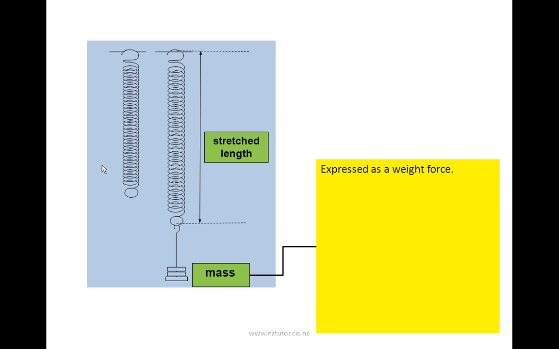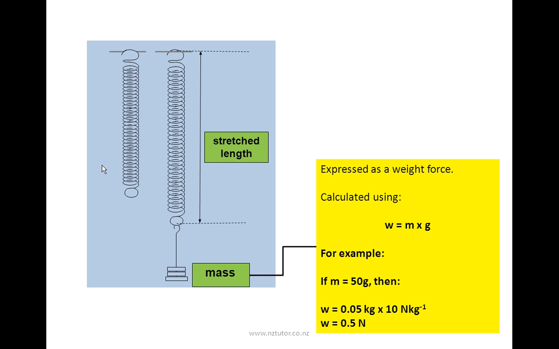Now the mass needs to be expressed as a weight force in this investigation. And we calculate that weight force using the equation weight equals mass times gravity, or W equals m times g. For example, if the mass was 50 grams, then the weight force would equal 0.05 kilograms times the force of gravity, which is 10 newtons per kilogram, which equals 0.5 newtons.